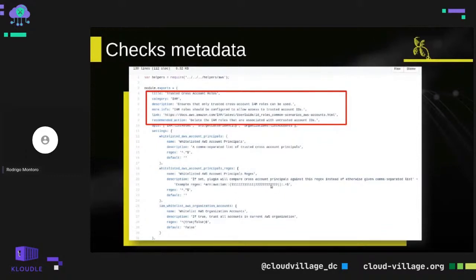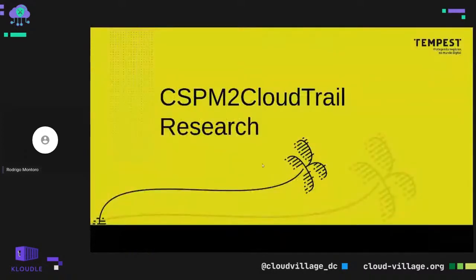And this brings us to the CSPM2CloudTrail research. This research is something we are putting a lot of time into, and we are working on releasing it. I'm saying we are going to release it in the middle of September, probably on our GitHub, so follow us. We have a bunch of cool information, and we are figuring out the best way to do that.